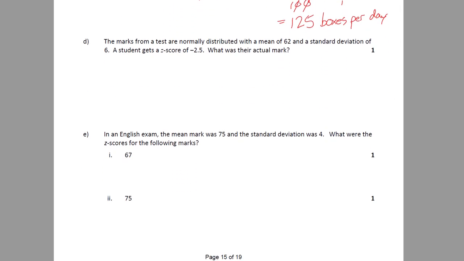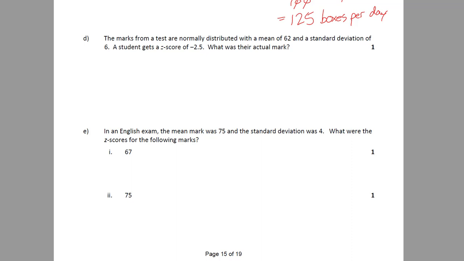The marks from a test are normally distributed. There's that again, with a mean of 62 and a standard deviation of 6. And we're given a z-score. Now, there's 2 ways. You can just use the formula here if you want, or you can do it by just the understanding of what a z-score is. And I want to do it both ways.